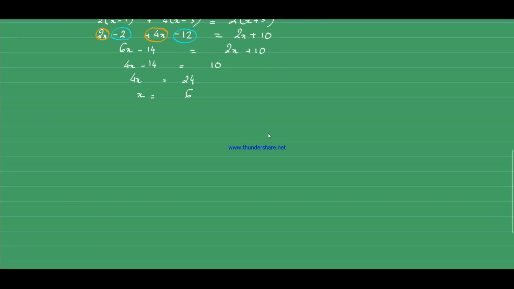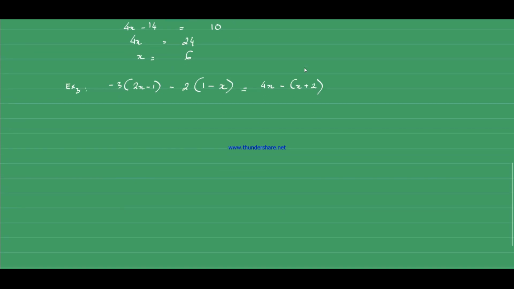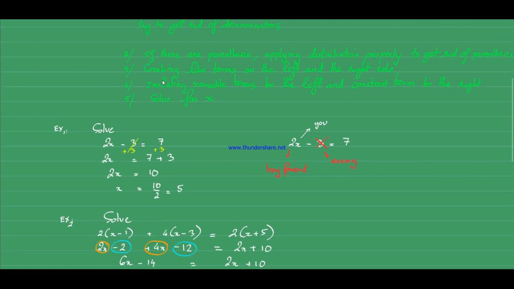Now I'm going to give you something similar, but this time I'm going to have some minus signs in the front and in the middle. What if I have negative 2 times (2x minus 1), minus 2 times (1 minus x) over here. And over here I put 4x minus x plus 2. Here you go. So we don't have a fraction, so we don't have to do the first step.